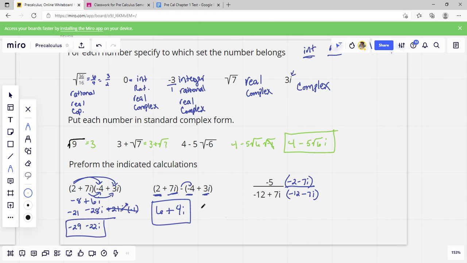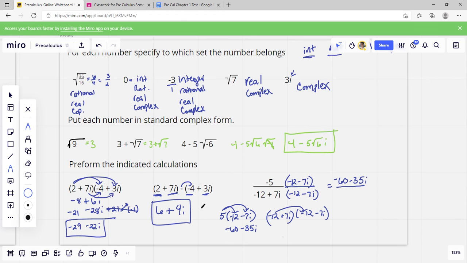All right, so for our top, we're going to say 5 times negative 12 minus 7i. 5 times 12 would be negative 60. And then 7 times 5 would be negative 35i. So there's our new top. Negative 60 minus 35i. Now we're going to do the bottom. Negative 12 plus 7i times negative 12 minus 7i.